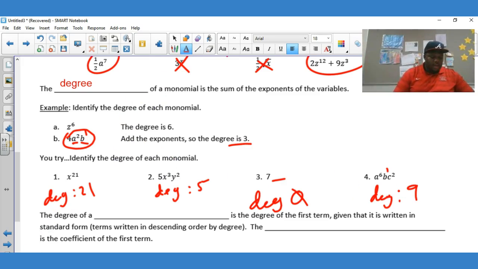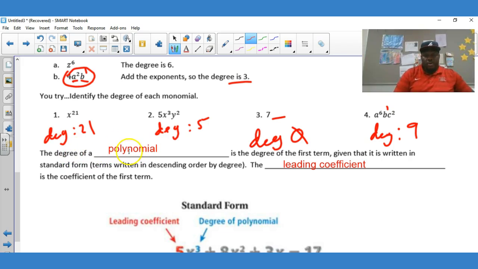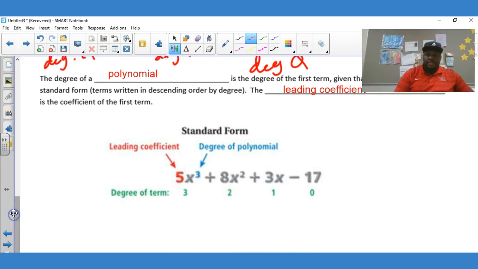Now some more fill in the blank. The degree of a polynomial. Now these are monomials. The degree of a polynomial is the degree of the first term given, which means, given that it is written in standard form. Standard form is when the terms are written in descending order by degree. So you would write them in descending order like this.